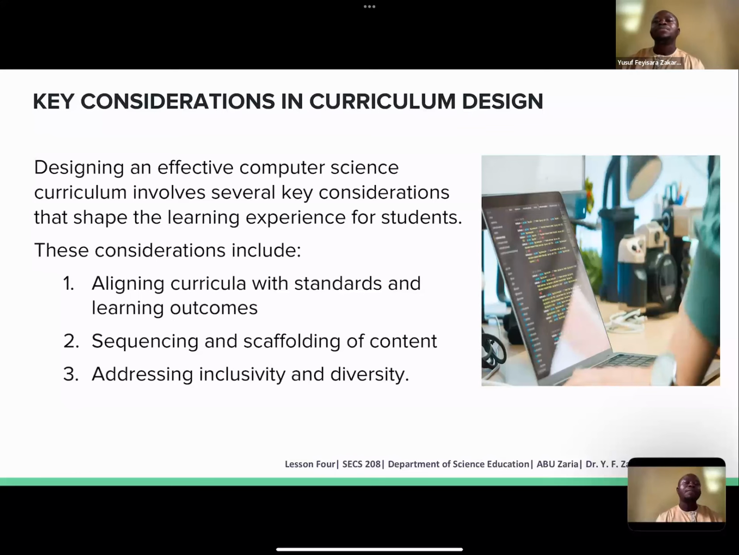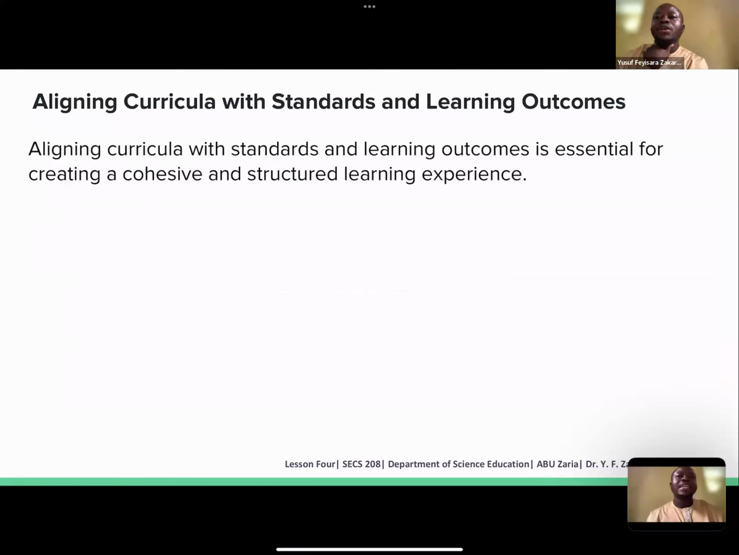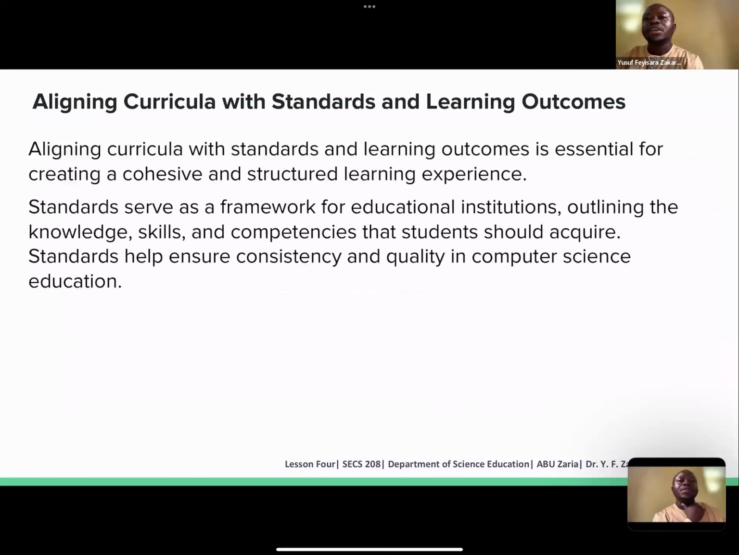All right, so let's start with aligning curricular standards with learning outcomes. Of course, you should remember that the curricular standards and learning outcomes are essential for creating a cohesive and structured learning experience for your students. So standards, when we say standards, what do we mean? They serve as a kind of framework for educational institutions, outlining the knowledge, the skills, and the competencies that students should acquire in the process of implementing the curriculum. So they help a lot. The standards actually help a lot in ensuring consistency in the quality of the program, which is computer science education.